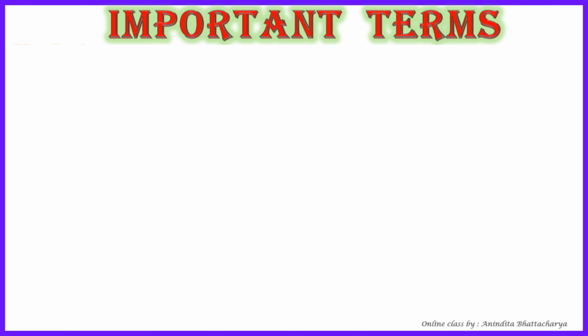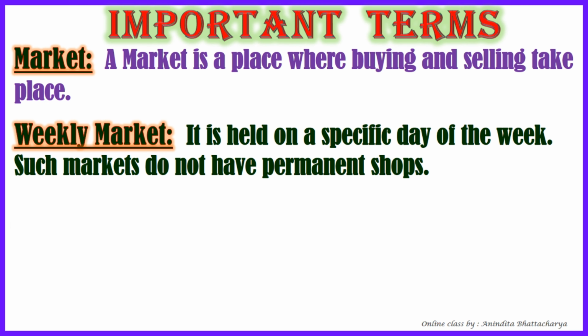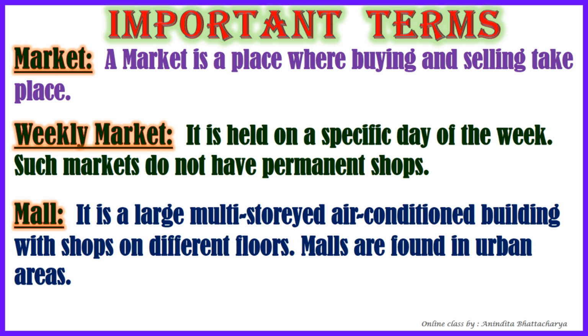This chapter contains some important terms, or we can say the keywords. Market: a market is a place where buying and selling take place. Weekly market: it is held on a specific day of the week. Such markets do not have permanent shops. Malls: it is a large multi-storied air-conditioned building with shops on different floors. Malls are found in urban areas.